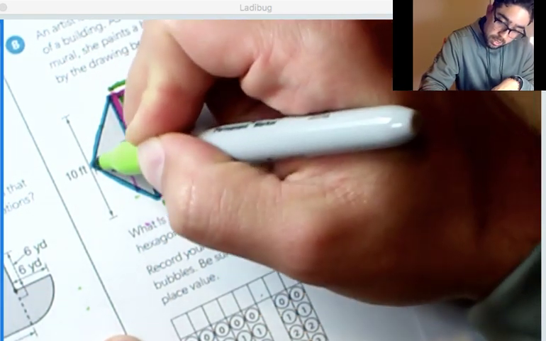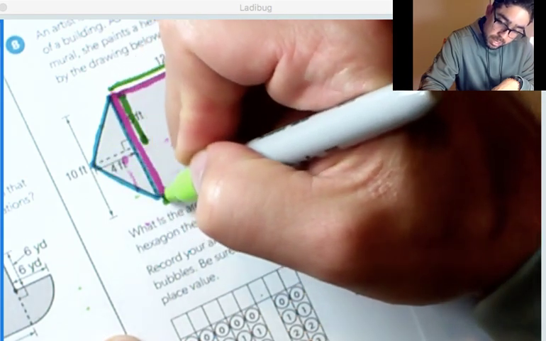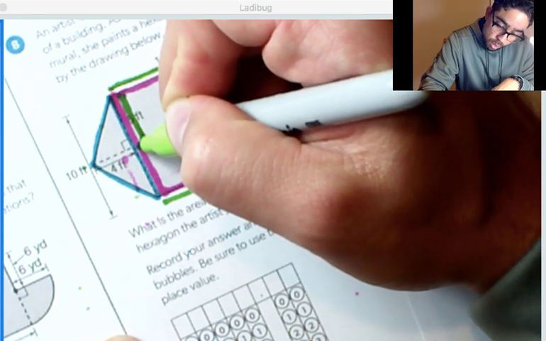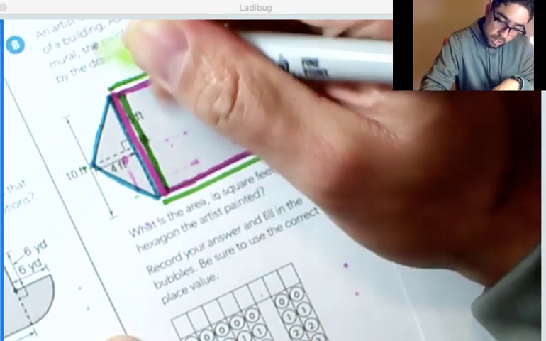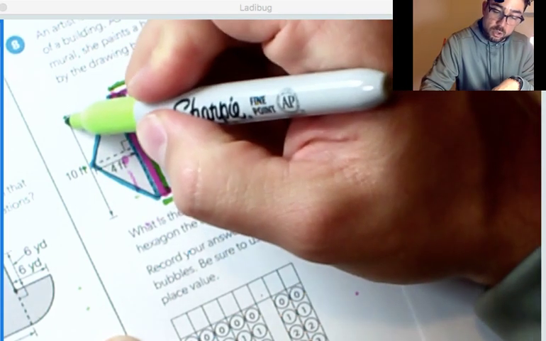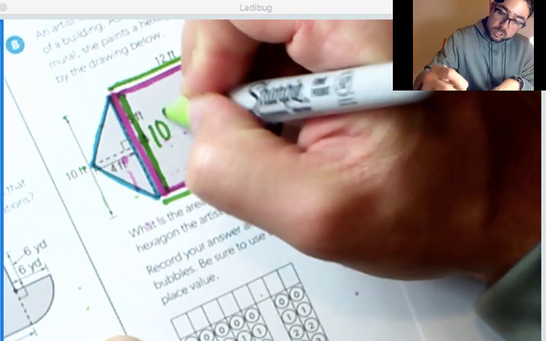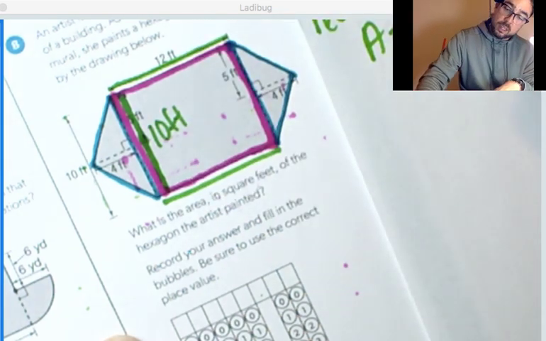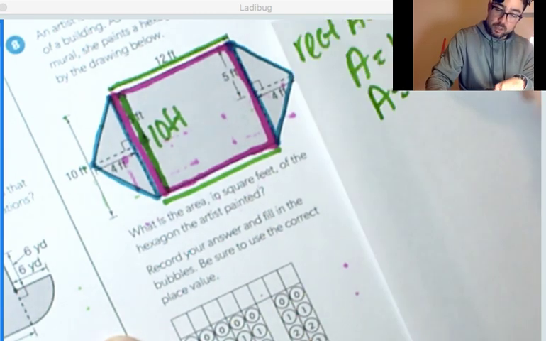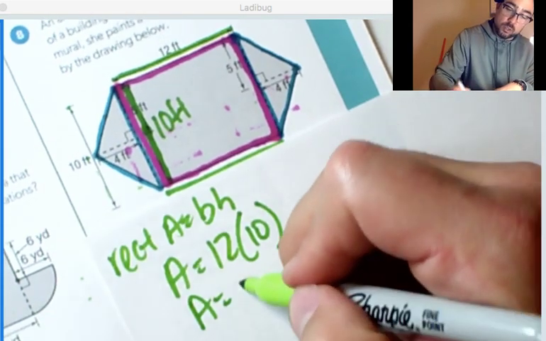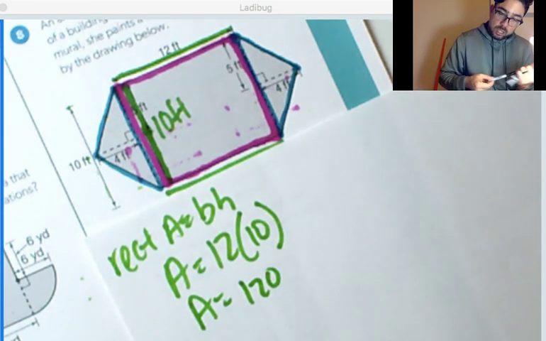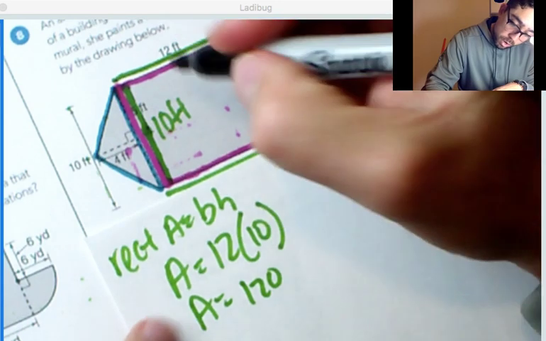We know that this triangle is 10 feet. If from here to here is 5, we know from here to here is 10, right? Or we can look at the drawing. I just did an unnecessary step. We look at the drawing, it labels that as 10 feet. So that's 12 by 10. 12 times 10 equals 120. So we know that the area of that rectangle is 120 feet squared.